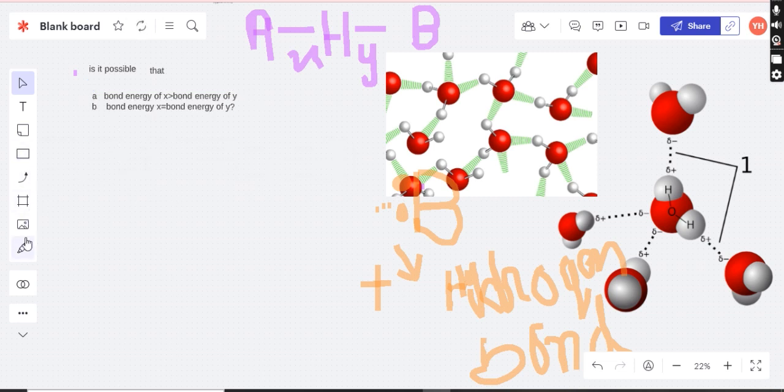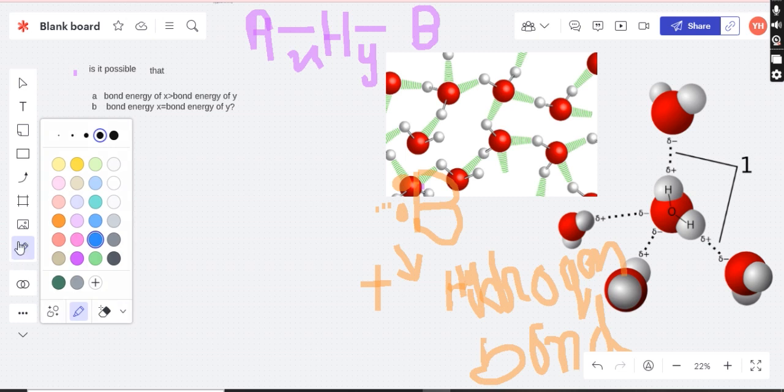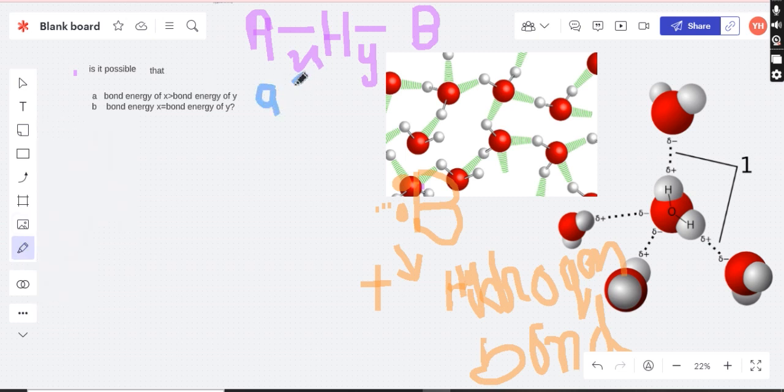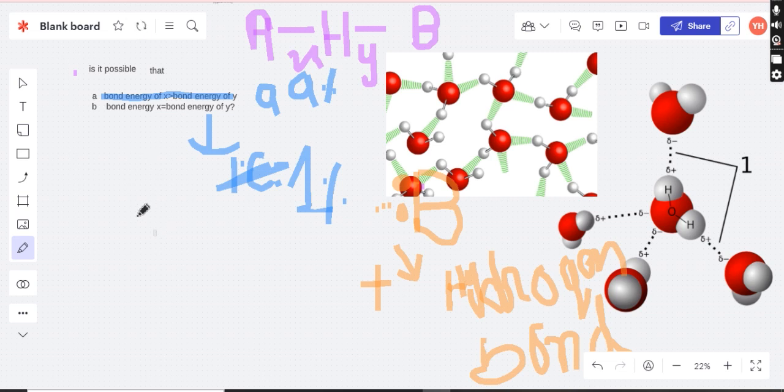Yes, it's possible. In 99 cases the earlier statement is perfectly true, but in only one case this statement is true as well. In which case? In this case, look: HF2 minus. The bond energy of X becomes equal to the bond energy of Y.